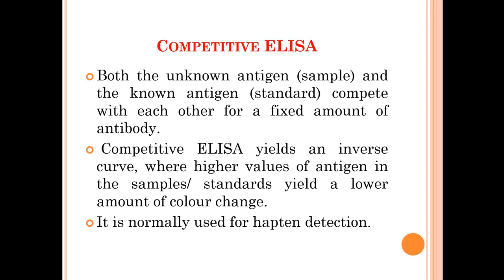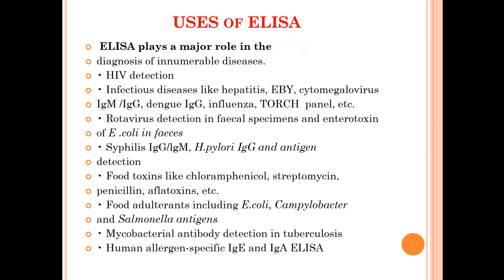So competitive ELISA again gives the inverse curve, wherein high values of antigen in the sample give a lower amount of color change. Okay. So that is but natural, because it is the competition of binding with the antigens. The amount of antibody is fixed, but there are two different antigens. One is known antigen and the other is unknown antigen. So basically this test, competitive ELISA, is used for detection of haptens. Haptens are incomplete antigens. Okay.